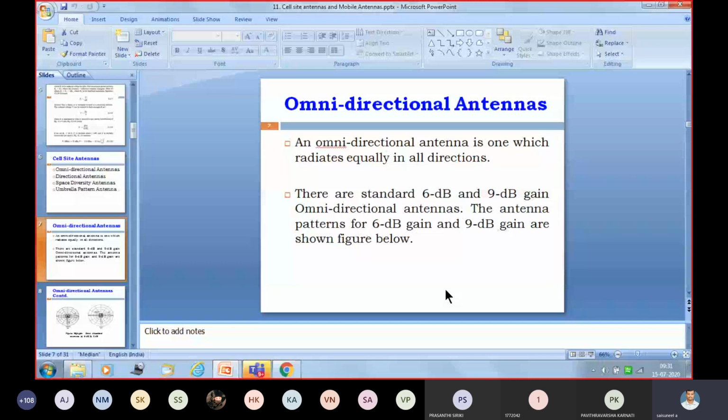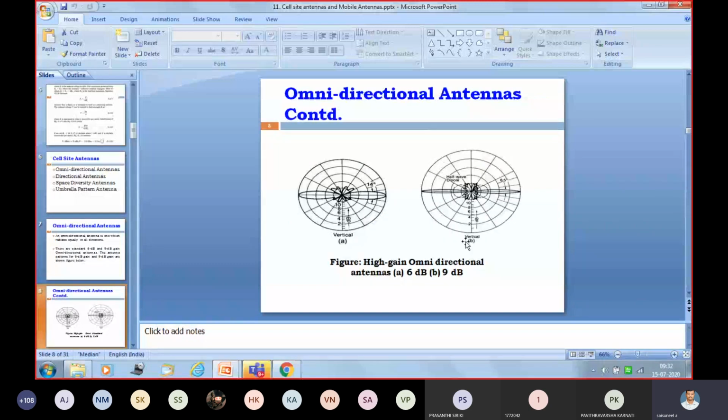How many main lobes for an omnidirectional antenna system? 2 main lobes. See this figure. We get 2 main lobes in a spectrum analyzer. For this 9 dB also we are getting 2 main lobes. But what is the difference here? It is based upon the gain.